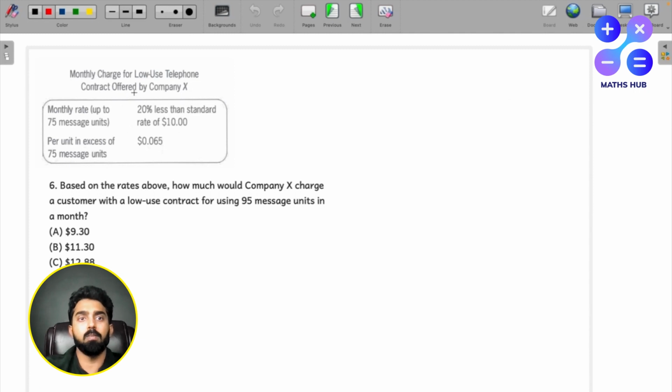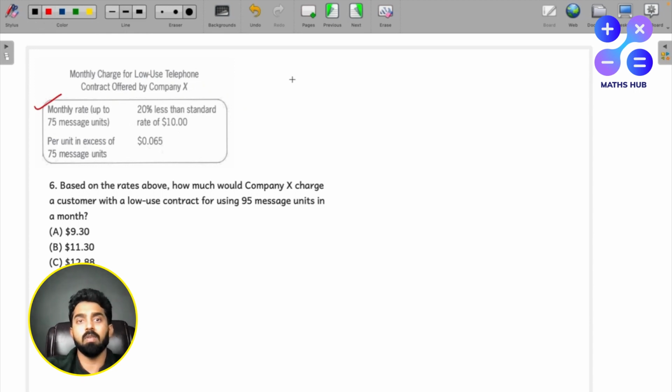Okay. So monthly charge for low use telephone contract offered by company X. Okay. Monthly rate up to 75 message units is 20% less than standard rate of $10. Per unit in excess of 75 message units is $0.065. Okay, so basically there's a telephone company which is charging. We basically have the rate card of a telephone company for messaging. In India, it's right now basically free up to 100 messages, but this is up to 75 messages.